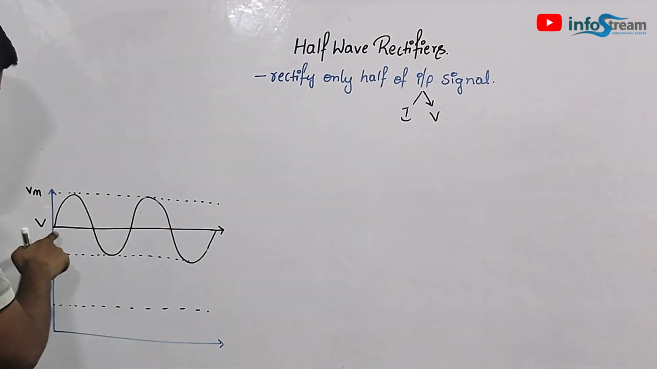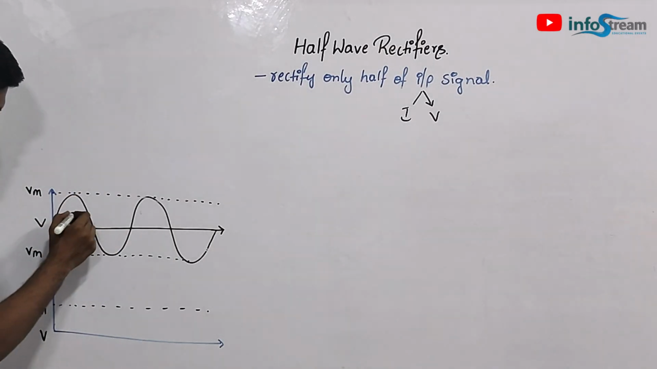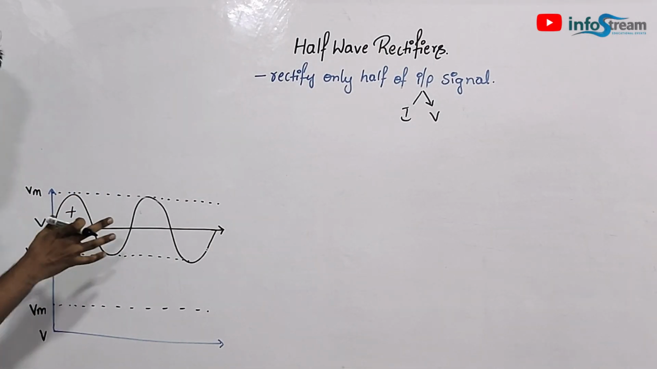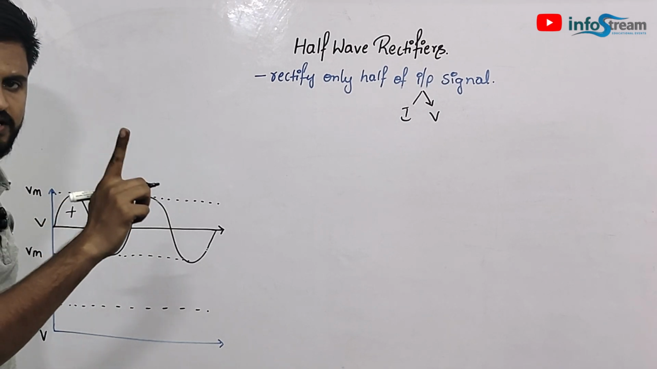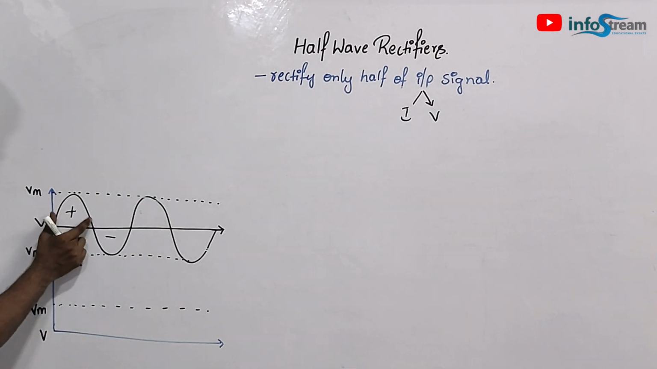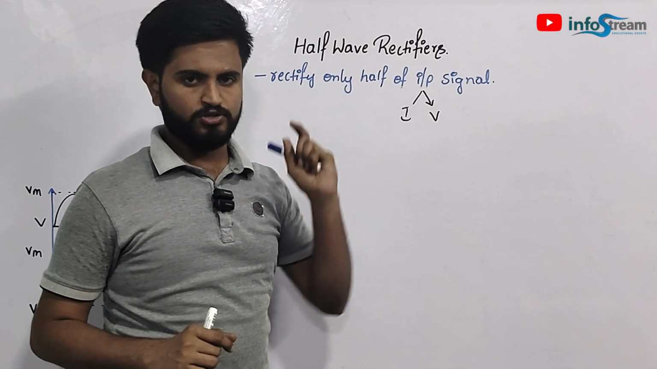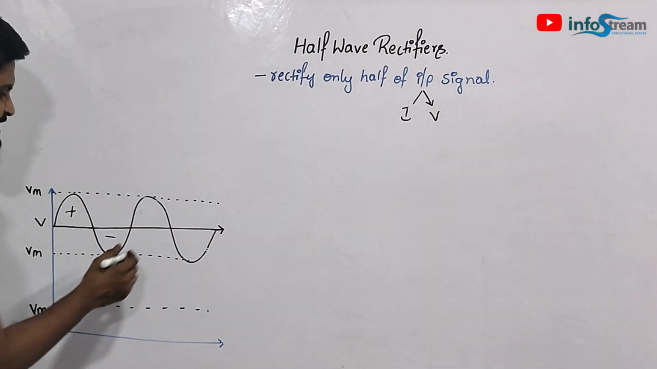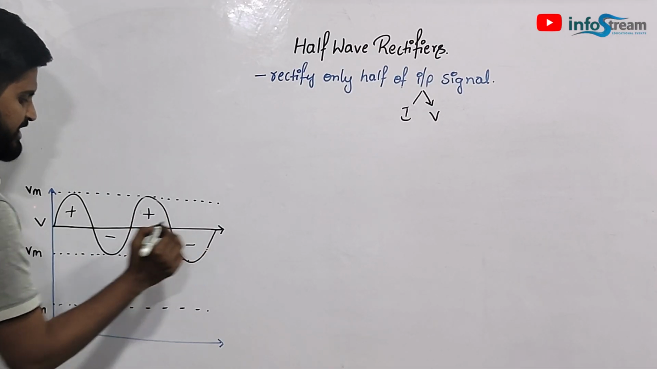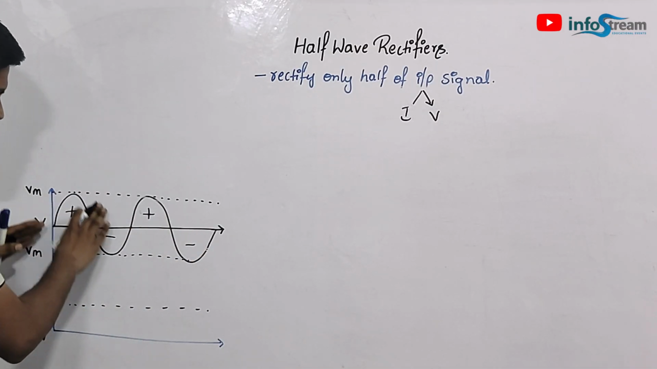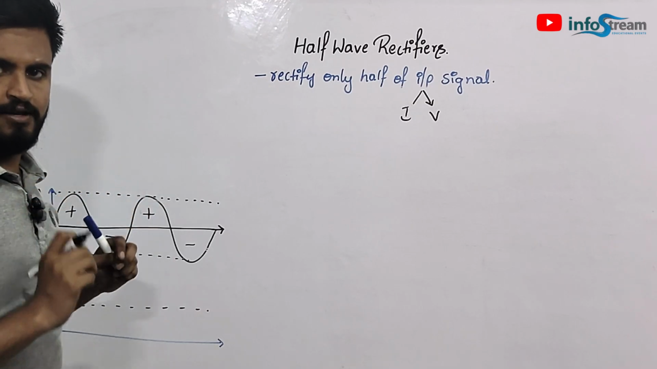That is, if you give one complete cycle, the positive and negative cycles combined form one full cycle, and they will only rectify the positive cycle, that is, they rectify only half of the input signal. So this is the positive cycle, the negative cycle, the positive cycle, the negative cycle. Let's consider this as the given input signal.